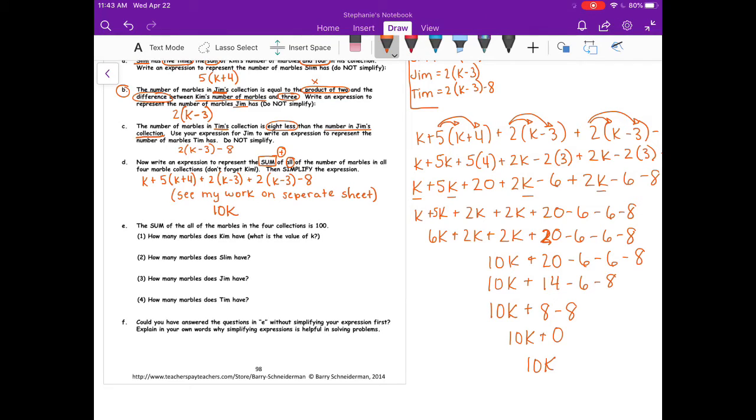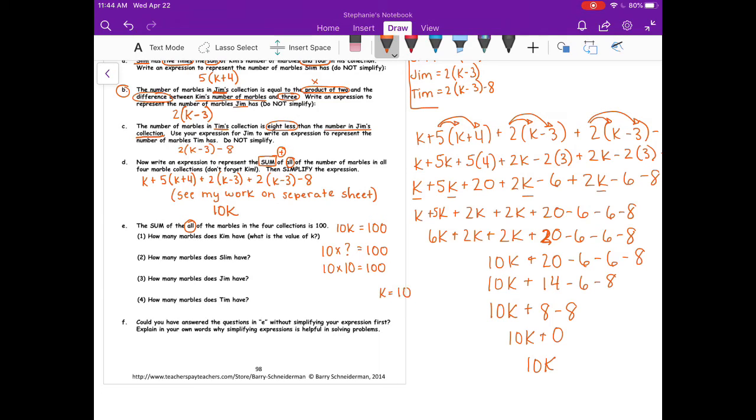The sum of all of the marbles in the 4 collections is 100. Okay, so I just found the sum, which to be 10k. So if they're giving me a number, that must mean that 10k equals 100. Let's think about this. 10 times k. So 10 times what equals 100? Well, since I know my multiples of 10, I know that 10 times 10 equals 100, right? That means that k equals 10.